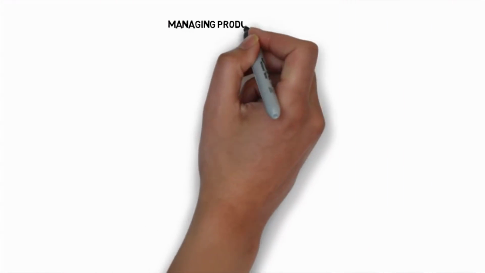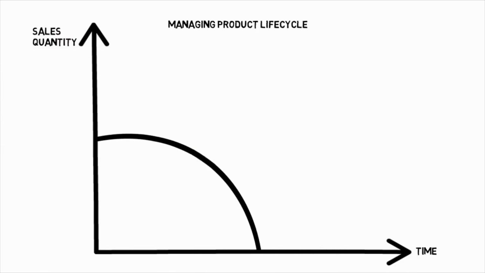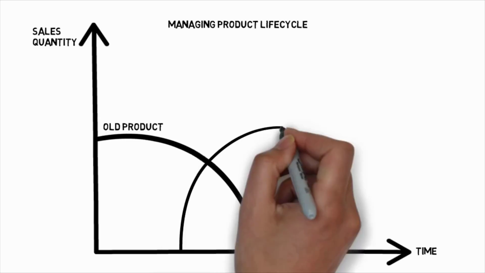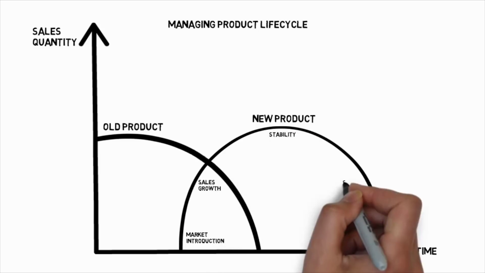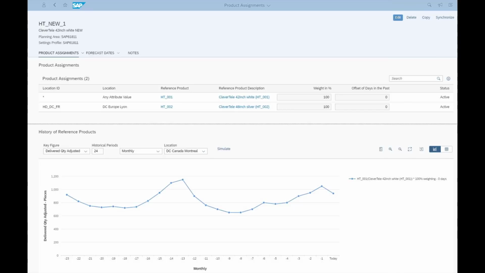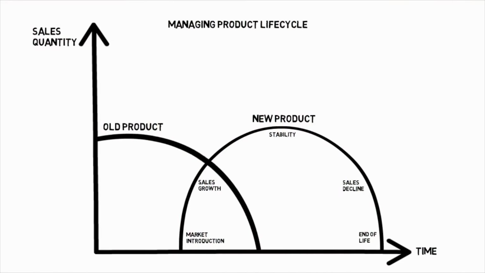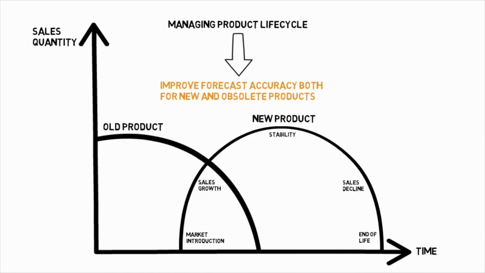IBP for Demand also supports the different product life cycles within the forecasting process. You can create a reliable statistical forecast for new products without sales history and model the market ramp-up, as well as create a reliable forecast for products during the phase-out period. IBP for Demand enables you to manage this on a global level, as the timing of product launches and product delisting is often different across countries or regions. With that, IBP improves the forecasting accuracy both for new and obsolete products.